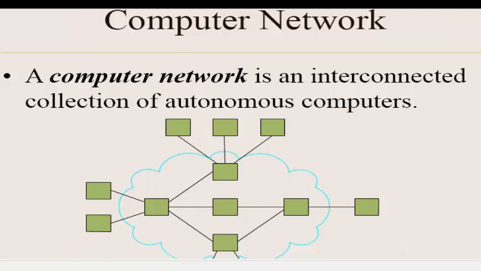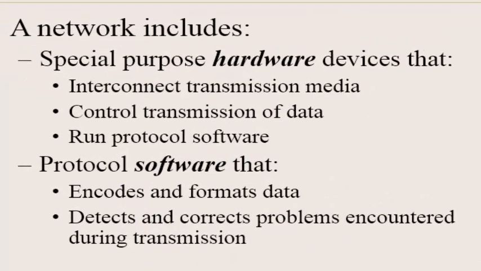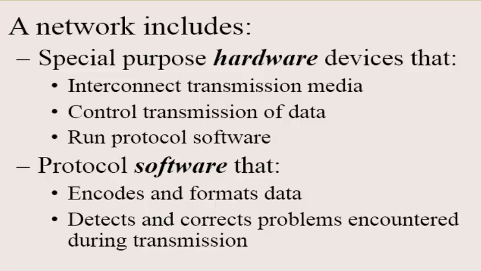What's a computer network? Basically, a computer network is an interconnection of a collection of autonomous computers, what we sometimes call hosts. A network includes special purpose hardware devices that interconnect transmission media, that control transmission of data, and that run protocol software. Protocol software encodes and formats data, detects and corrects problems encountered during transmission.